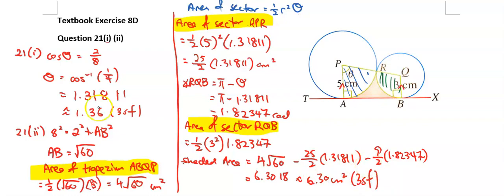I have also realized that for part 1, the answer should be 1.32 because I round up. 1.31811 rounded up to the next decimal place is 1.32.